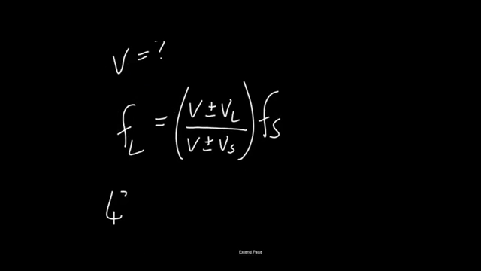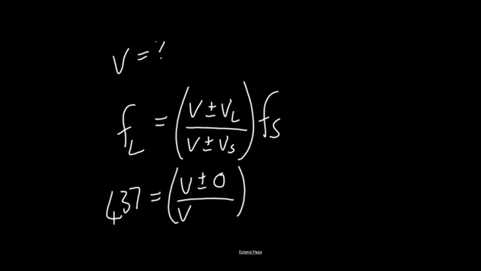So we're going to say 437 is equal to velocity plus or minus the listener. We know that was 0. Now, the next one, the velocity of the source. We know the source was moving. What was it moving at? It was moving at 8.61. Now, remember what we said: the frequency of the source originally was 426. So there we are.